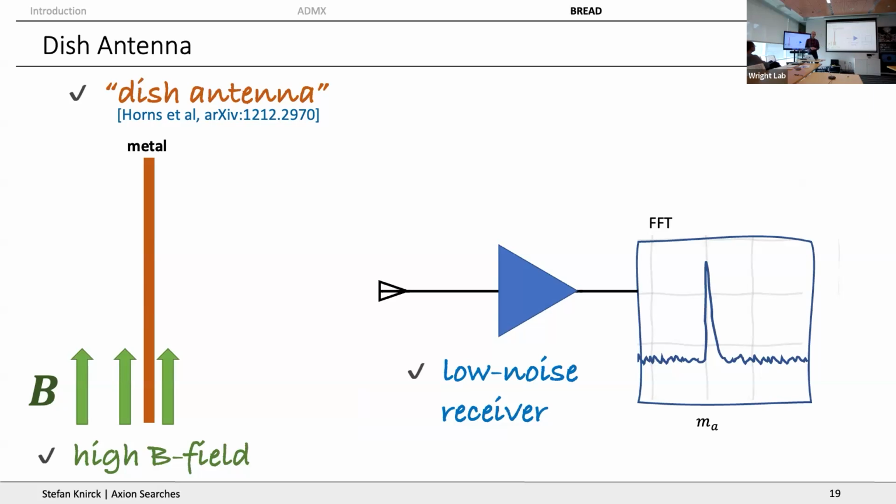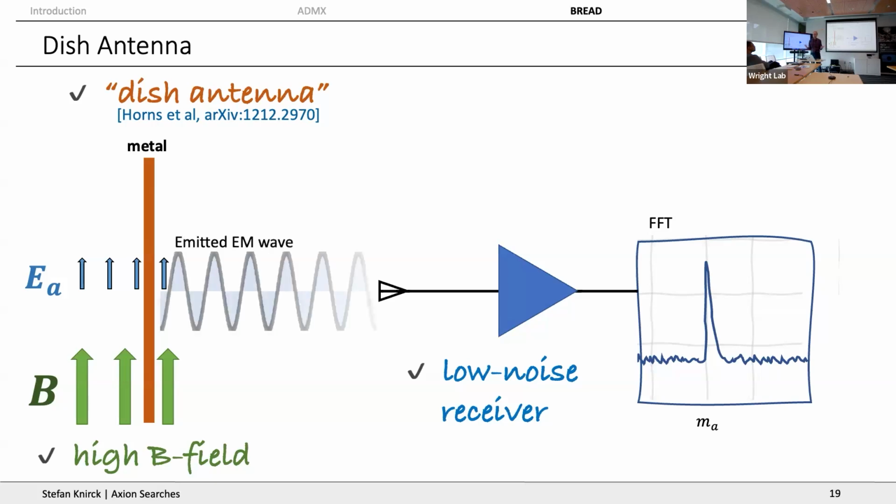Well, let's go back to our initial picture with the external magnetic field. What does the external magnetic field do? It induces an axion-induced electric field, which is tiny, but which oscillates with a frequency corresponding to the axion mass. Now, this is a tiny field, but in this metal slab, I have electrons. The electrons see this axion-induced electric field, and they will try to follow it. They will try to compensate for this force that's acting on them. So I have electrons that move in a metal slab. Well, that's an antenna. That's why this is called a dish antenna. And an antenna emits electromagnetic radiation, right?